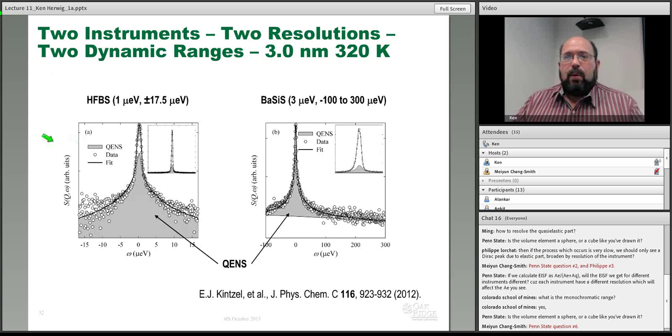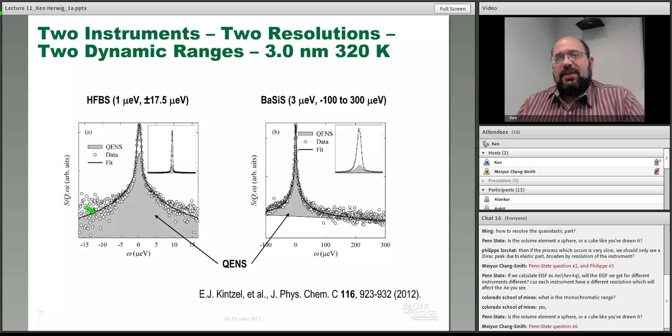This is one point that I did want to address because it came up. What happens when I measure the same system on two very different instruments? Both of these are backscattering instruments. The two samples are very similar. The backscattering instrument here has a much higher resolution, 1 microvolt, but only has a dynamic range of about plus or minus 18 microvolts. The BASIS over here had 3 microvolts, a poorer resolution, but a much broader dynamic range.